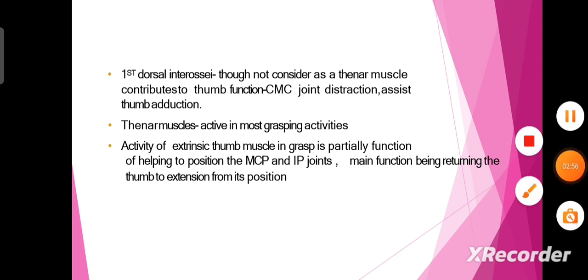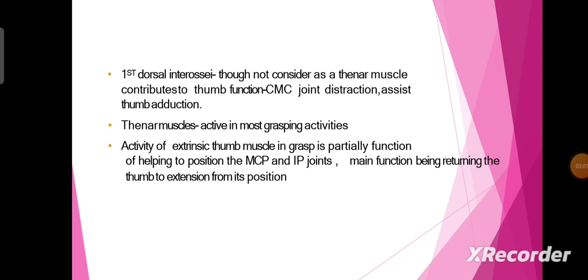The first dorsal interosseous is not considered a thenar muscle but contributes to thumb function, that is CMC joint distraction, and assists thumb adduction. The thenar muscles are active in most grasping activities. The activity of the extrinsic thumb muscles in grasp is partially a function of helping to position the MCP and IP joints, and the main function is returning the thumb to extension for its onward position.